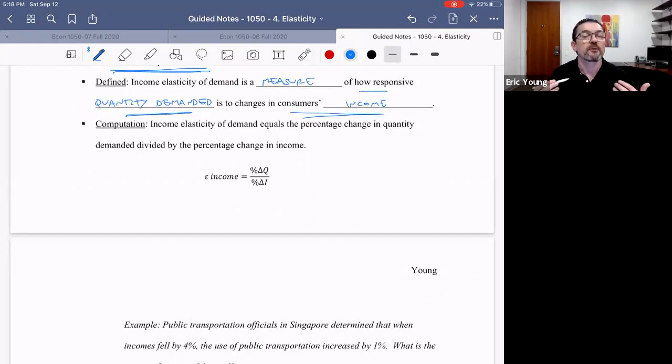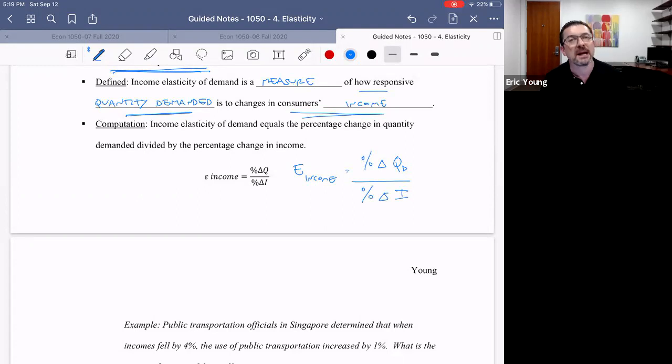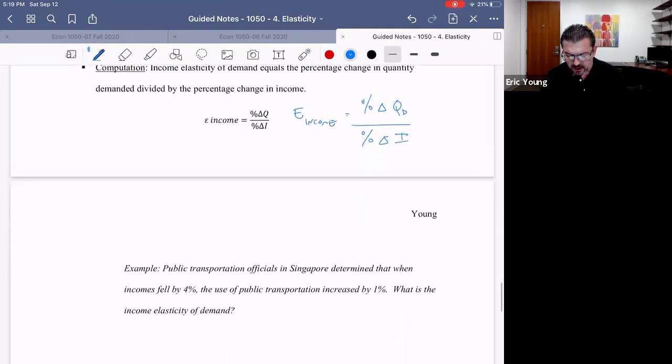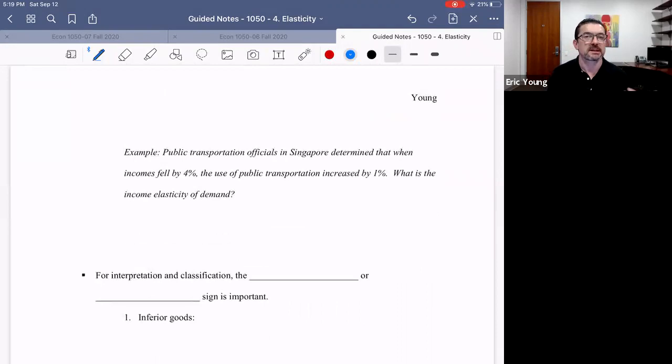Since we know our two variables, our computation is pretty straightforward. The elasticity coefficient, we call that E income, is equal to the percentage change in quantity demanded divided by the percentage change, and this time we're going to put a capital I for income. Okay, let's do an example and then we'll interpret what the example means, and then we'll get a sense of how we're going to use this measurement.